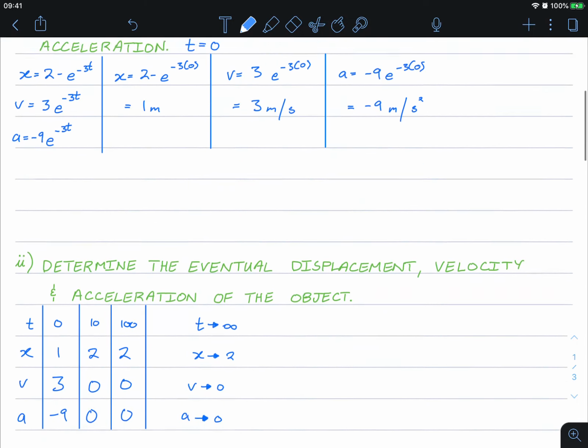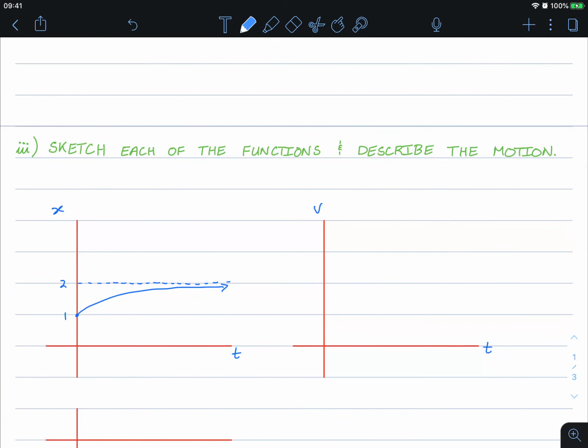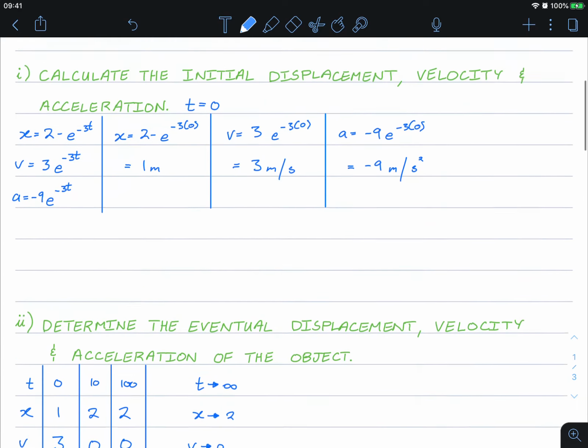For the velocity, we saw that its initial velocity is 3 meters per second. So let's let this be 3. We saw that as time went on, it approached 0. So there should be an asymptote, like so. Obviously, you can get a more accurate graph if you use more values in the table of values.